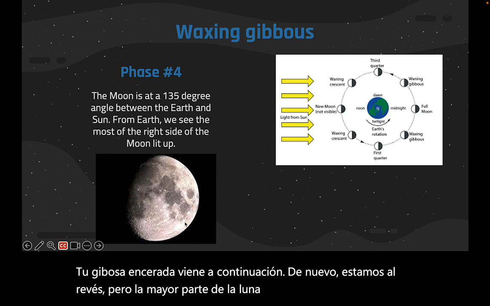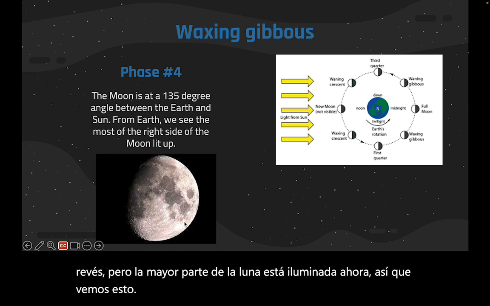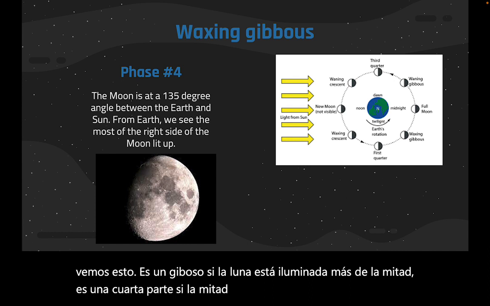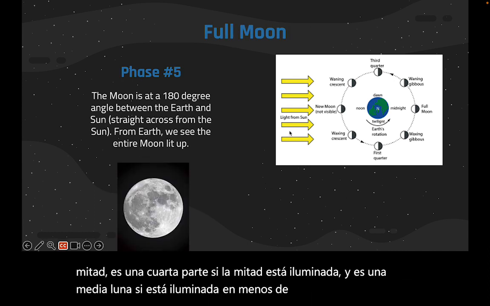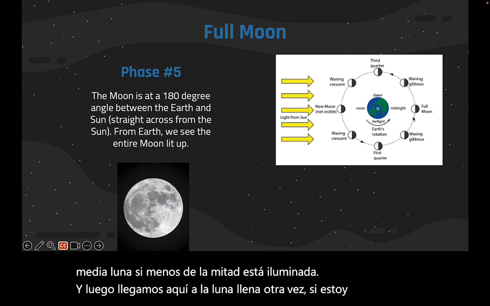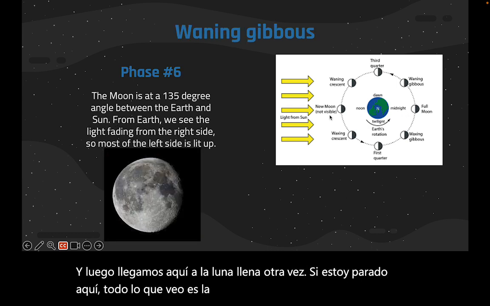So we see this. It's a gibbous if the moon is more than half lit up. It's a quarter if half of it is lit up, and it's a crescent if less than half of it is lit up. And then we get over here to the full moon. Again, if I'm standing right here, all I see is the part of the moon that is completely lit up.